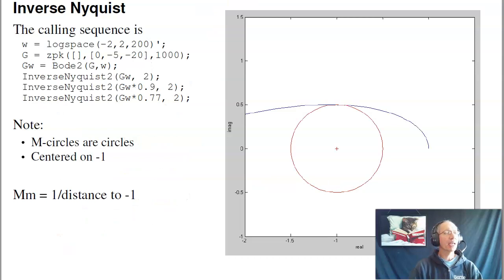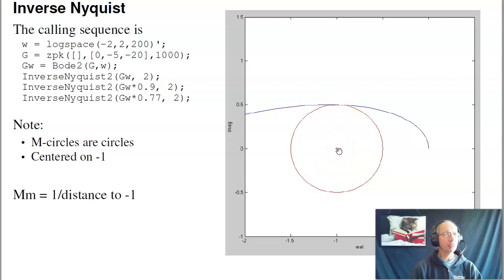And what you get is similar. It's an M circle. The beauty of inverse Nyquist diagrams, the M circles are centered at minus 1. And the closed loop gain is just 1 over distance. Take this curve, find the closest point to minus 1, which is pretty easy to find. 1 over that distance is the resonance.